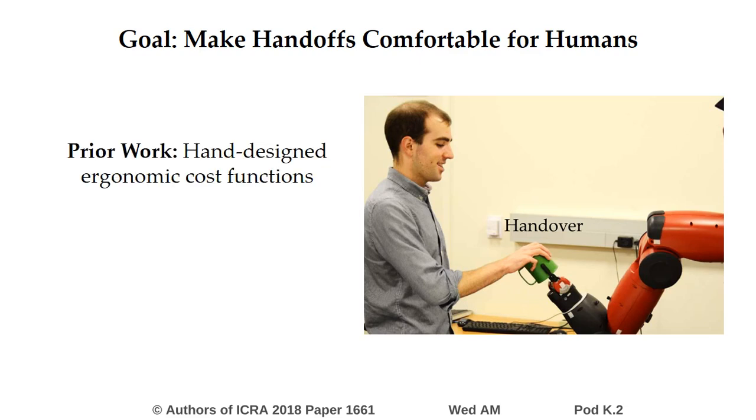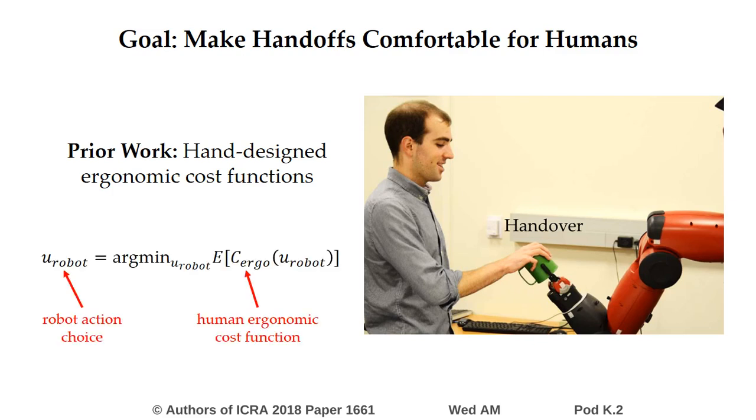One approach that's been used in the past is to specify an ergonomic cost function for human arm configurations, then select a robot control that minimizes it, or perhaps minimizes it in expectation if we're modeling the human as a non-deterministic agent. In the past, we've just made up a cost function that seemed empirically reasonable. But this begs the question, how do we know this cost function is any good?